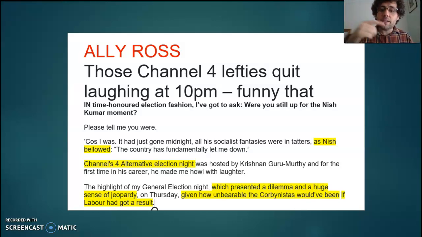And then, "given how unbearable the Corbynists would have been if Labour had got a result," it's an adverbial because it's describing kind of why it presented this dilemma for him. Why did he feel that way? You've also got the "would have been." That works there as an example of perfective aspect, which I looked at in the verb video, and then that conditional clause at the end: "if Labour got a result." This would have been awful. That's your conditional clause. It starts with an "if" and tells you why or how it would have been terrible.